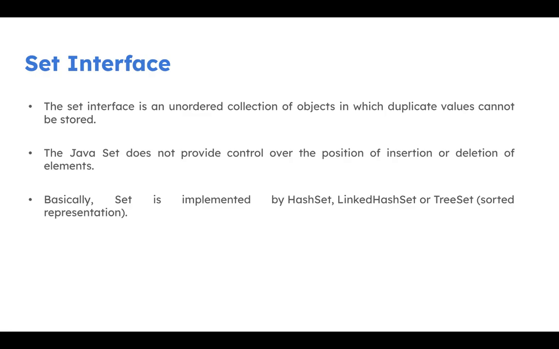Set interface allows us to have a concrete class in which there is no repetition allowed. So elements cannot be duplicate in this set. The set interface is implemented primarily by hash set, linked hash set, tree set, and others. We will see in this short video about the hash set, but a similar way can be extended for linked hash set and tree set. A minor modification is there.